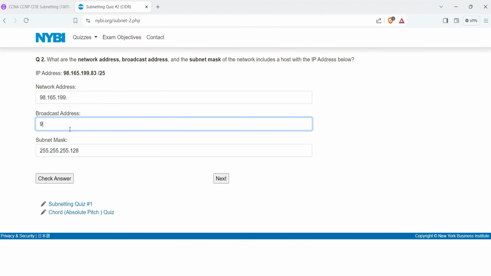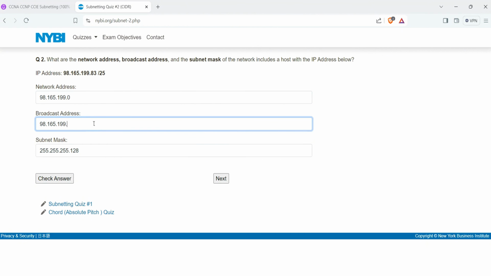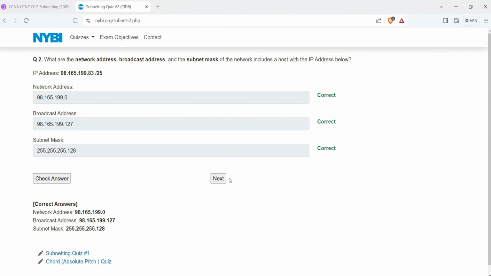98.165.199. Okay, 98.165.199. Where does 128 fall under? Well, I got 83 over here, right? So it's 0, 128, 256. 83 falls in between 0 and 128. So the network ID is 0. The next network is 128. So what is the broadcast? 127. And check answer. There we go.